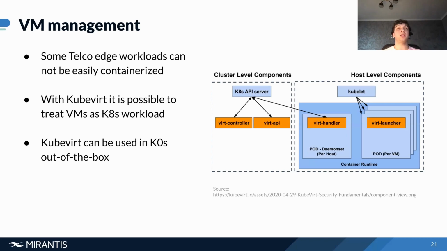And it is needed because some telco edge workloads cannot be easily containerized, and you still have to manage VMs. And obviously, you don't want to have one place where you are managing VMs and another place where you are managing containers. You want to manage all of these things in one place, and you can do this with k0s. And the cool thing about Multus and KubeVirt and most of the other solutions is that they can be used in k0s out of the box. You don't have to patch the k0s binary or rebuild it, anything like that. You can easily use it out of the box.